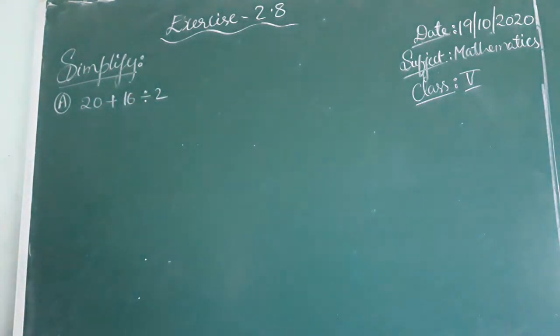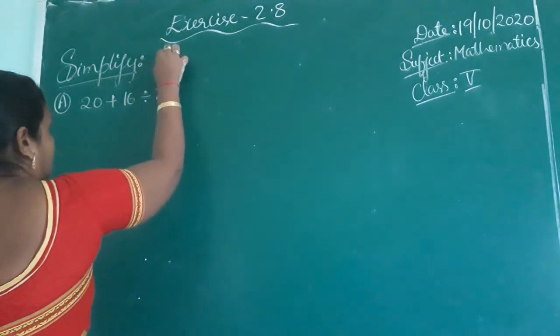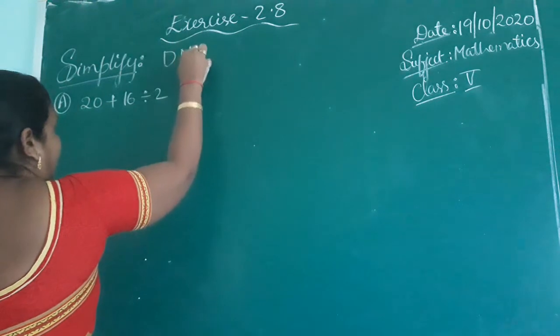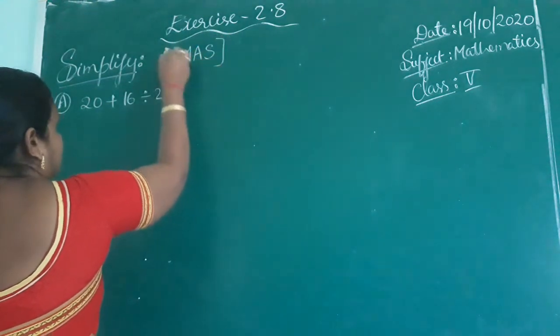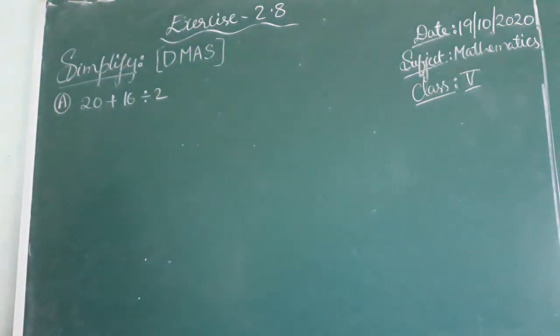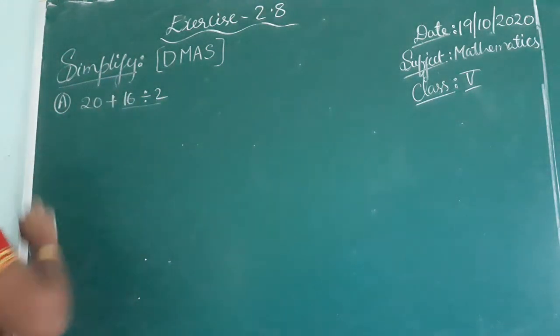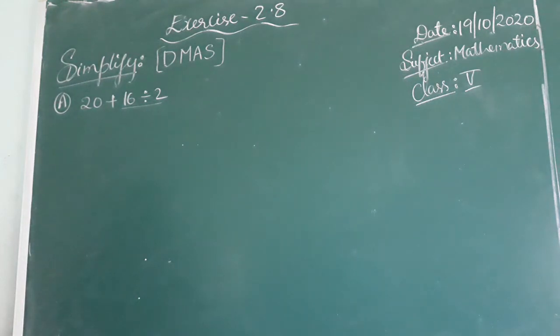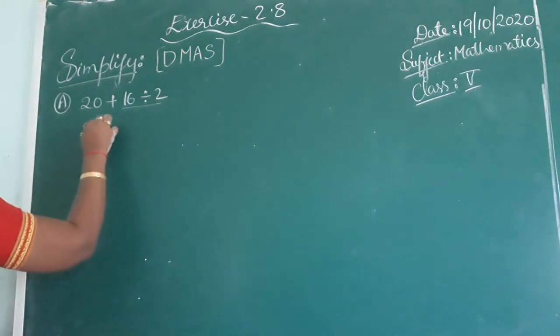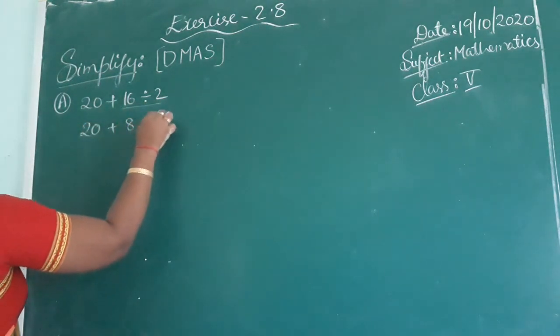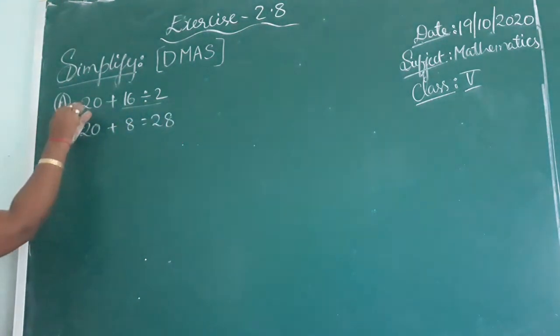Children, I already told you yesterday how to solve the operations in an order. What is the order to solve this numerical expression? Division, multiplication, addition and subtraction. In that process only we will start. So first you have to go to division. Underline the part which you are solving first. 20 plus 16 divided by 8, 20 plus 8, 28.